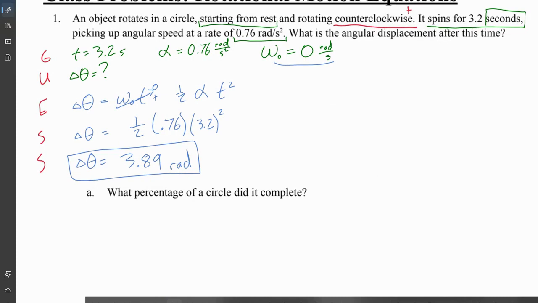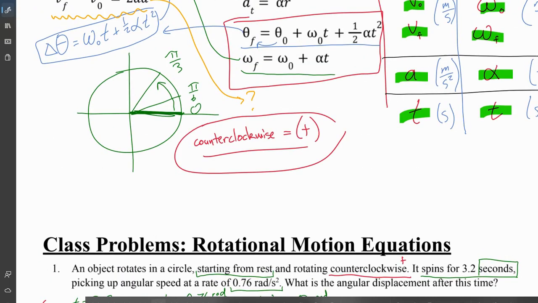So that's part 1. Now 1A looks at what percentage of a circle did it complete? Ooh, that's a good question. Well, this is in terms of radians. But how can we go between radians and circles? Well, if we look at our unit circle right up here, one circle, how many radians is that equal to? Well, if you know your unit circle, one circle is equal to 2 pi radians. Okay, so we know that's for sure.